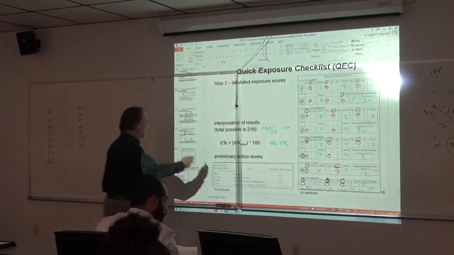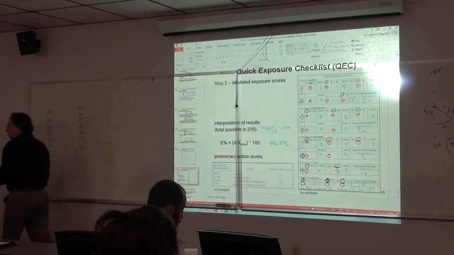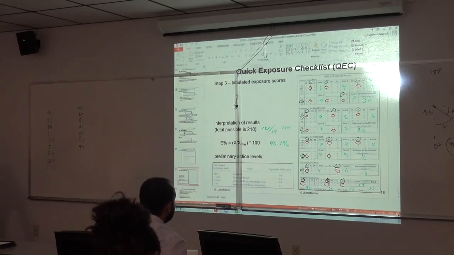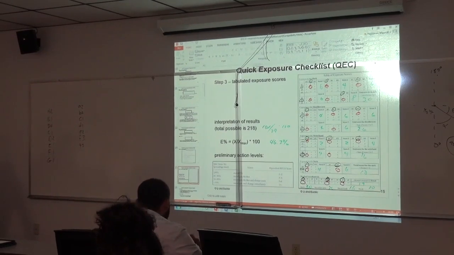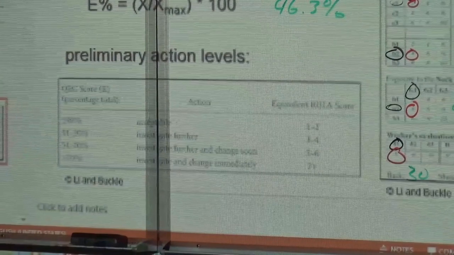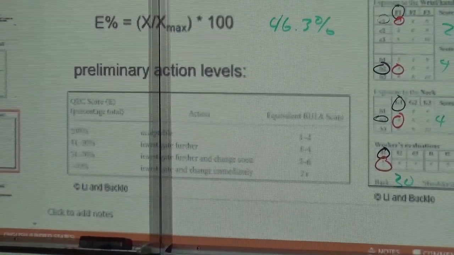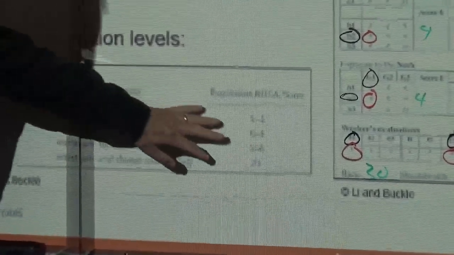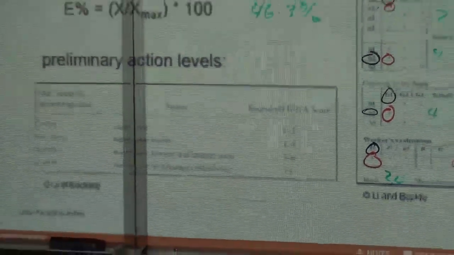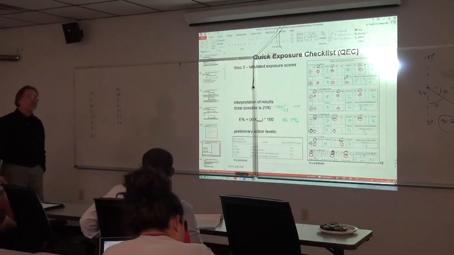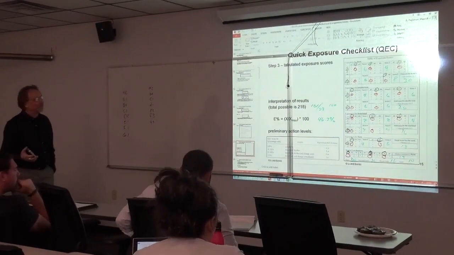46.3%. And then what they assume is that you have some action levels based on that. So this looks like it's going to be in the investigate further. It's not acceptable because it's not less than or equal to 40%, but it's an investigate further. They also have equivalent scores for RULA, which I find interesting, since these haven't been really validated anywhere, but they assume an equivalent score for RULA, which is the next one we'll be talking about, very similar to REBA.